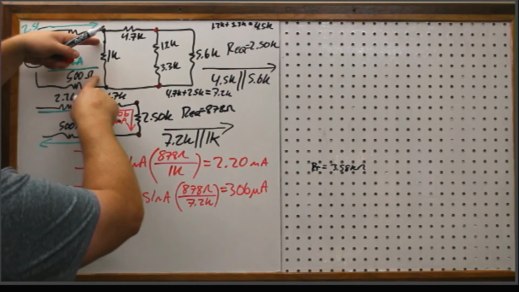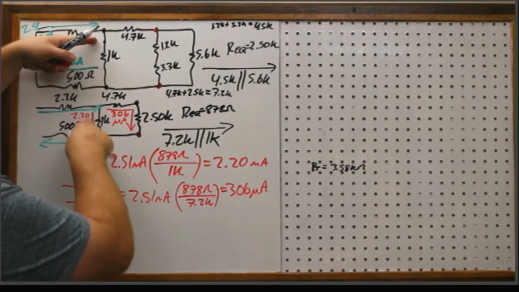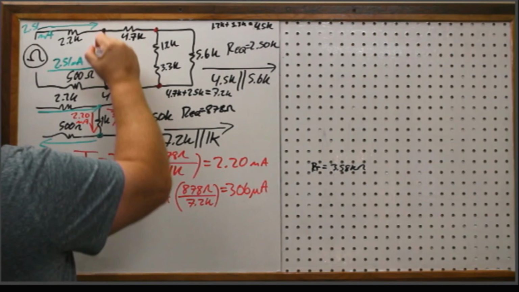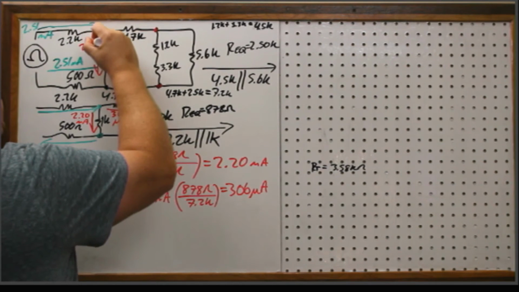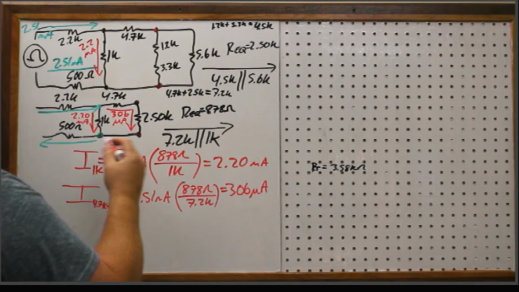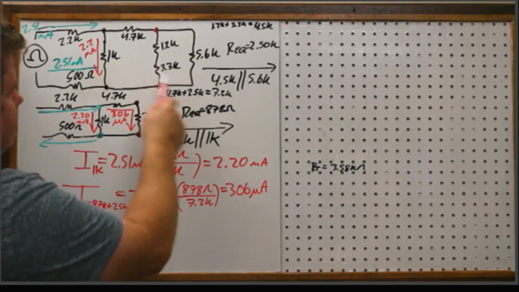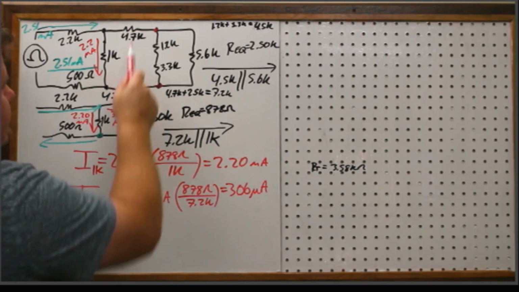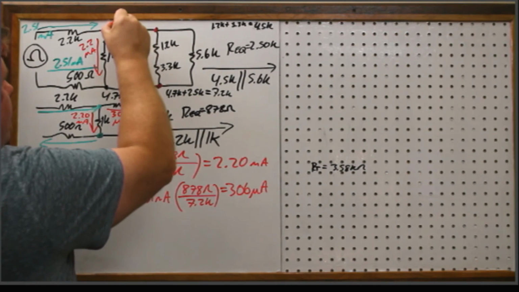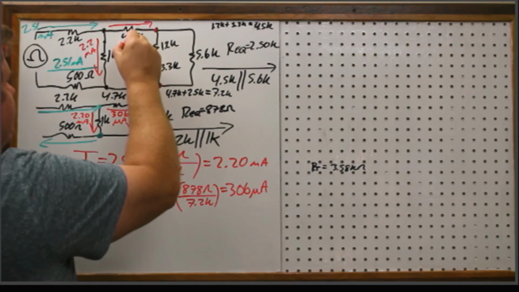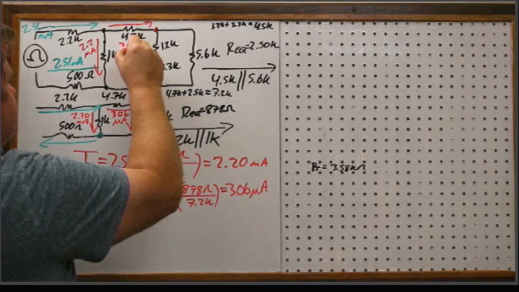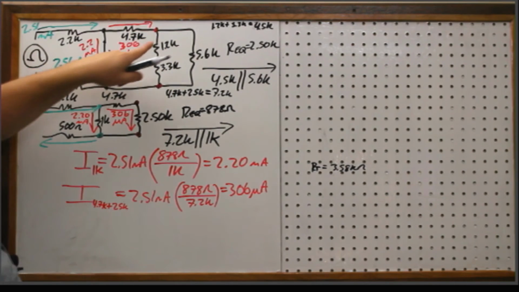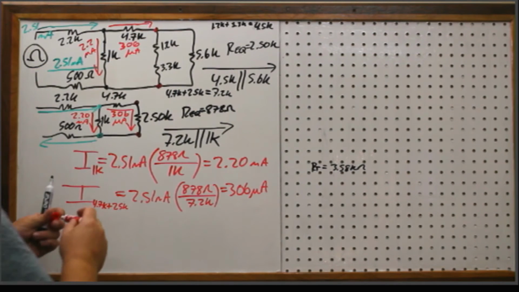So now how do I transfer this stuff up here? Well, the 1K is just its own thing right here. So you can redraw here. This is 2.2 milliamps, okay? Now this 2.5K is made up of other resistors. So the 4.7 is the same. So we know that the current through the 4.7 is 306 microamps. So that's what comes into this final node up here at the top, okay?